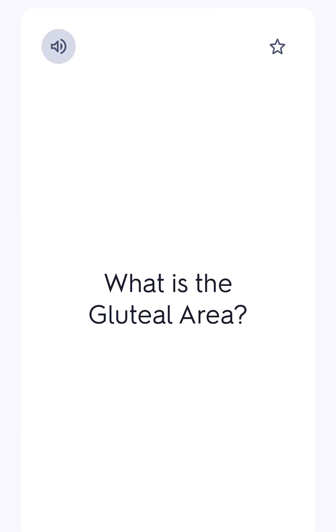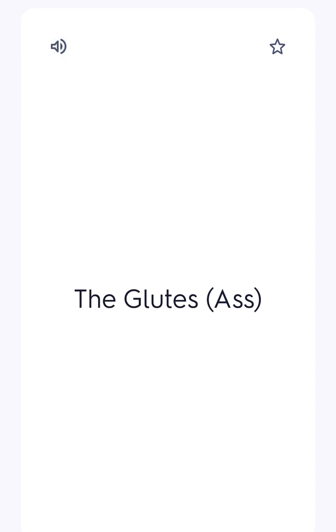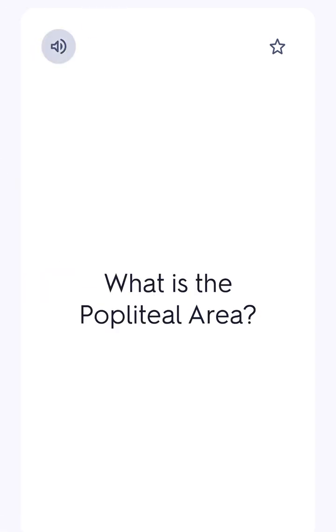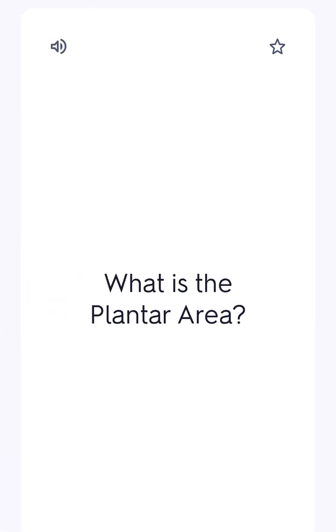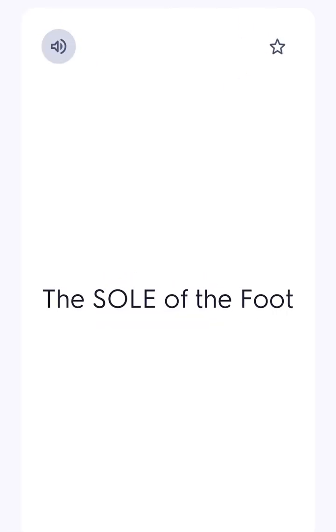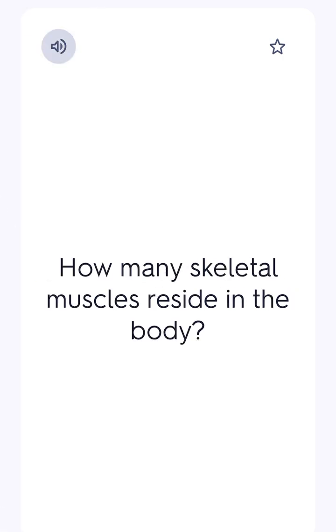What is the gluteal area? The glutes. What is the popliteal area? The back of the knee. What is the plantar area? The sole of the foot. How many skeletal muscles reside in the body? 600.